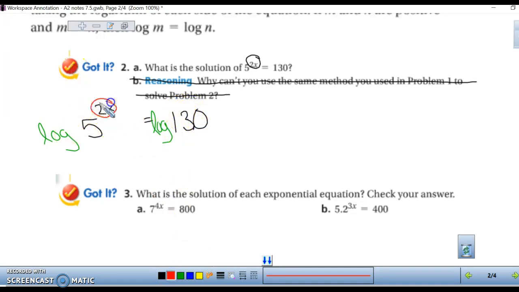Because you have a log and an exponent, that's going to drop the exponent down in front to be multiplied.